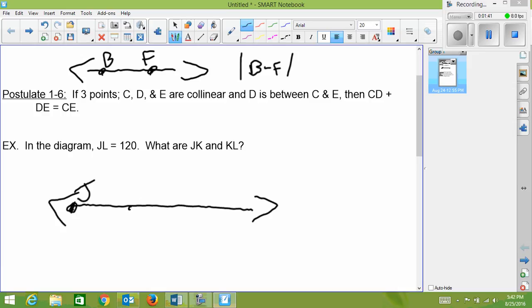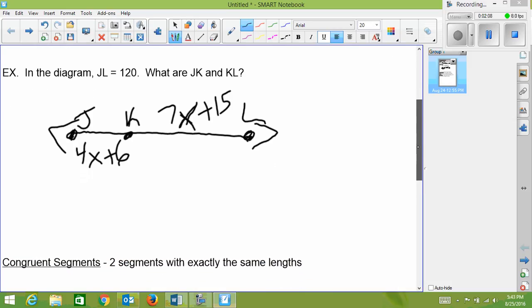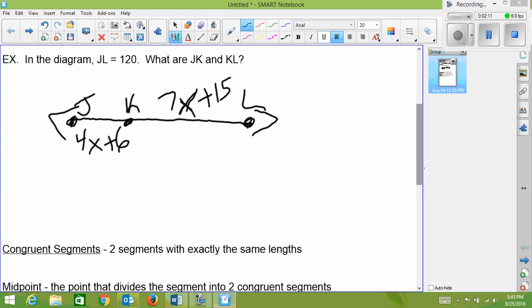So here's J, K, we'll put L all the way down here, and I'm going to say that from J to K is 4x plus 6. From K to L is 7x plus 15. Now, remember I told you yesterday, or today even, that they're going to be bringing algebra into geometry all the time. Well, this is a great example of it. They're not going to come out and just say, this is what it is. You're going to have to figure it out. So from all the way from J to L is 120. They want to know then, what's from J to K and what's from K to L?